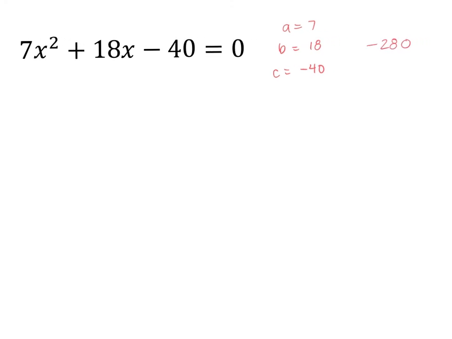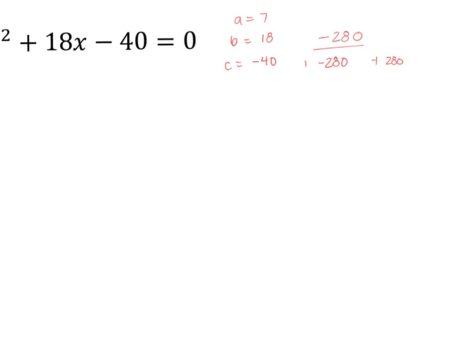I'm going to move this over a little bit so I have some room. Now remember, with a negative, you have to write both sets of pairs. I know it's a lot, but it's what we've got to do, all right? So I'm going to go ahead and write my pairs. So 1 and -280, and -1 and +280. And then I'll have a 2 and a -140.